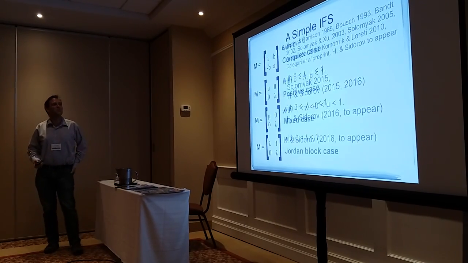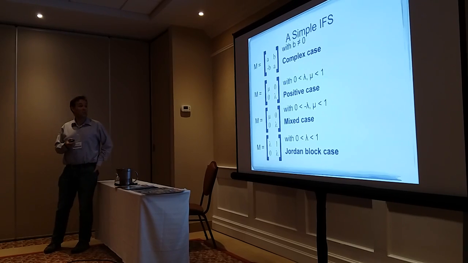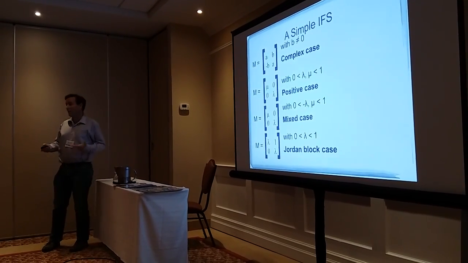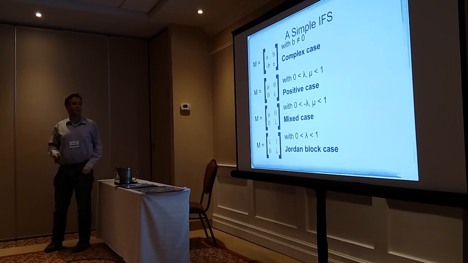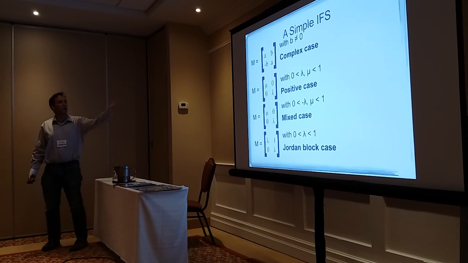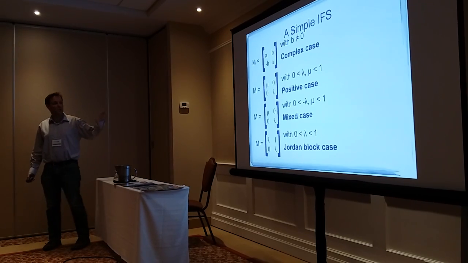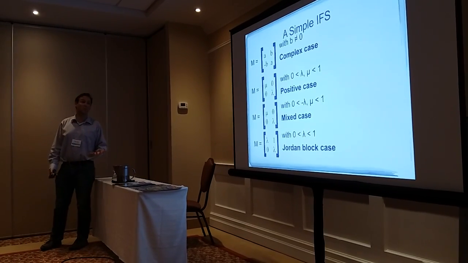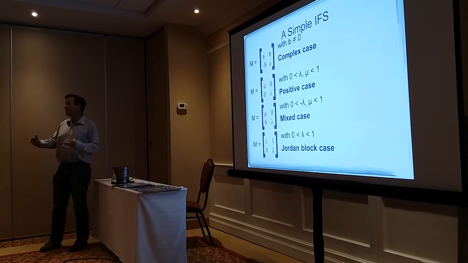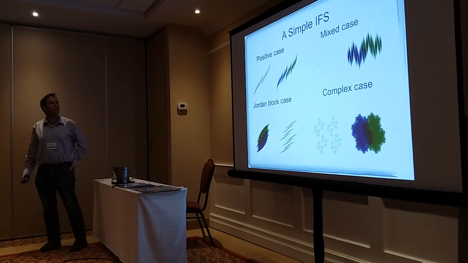To give you a feel for some notation I'm going to be using a lot throughout the talk, I'm going to give these cases different names. The first one is the complex case, because it has 2 complex eigenvalues. The second I'm going to call the positive case, because it has 2 positive distinct eigenvalues. The third is the mixed case, because I have 1 positive eigenvalue and 1 negative eigenvalue. And the last is the Jordan block case, because I have a Jordan block with 1 eigenvalue.